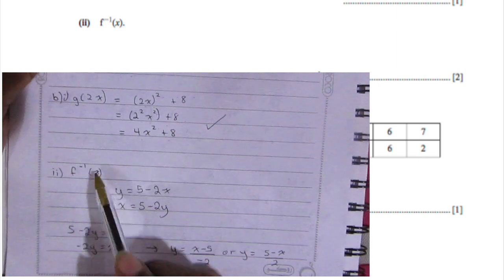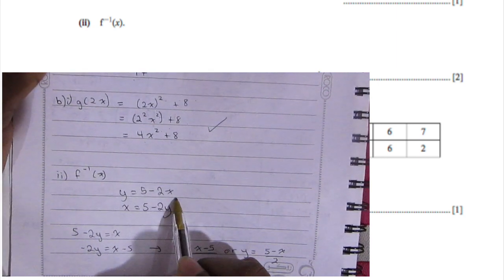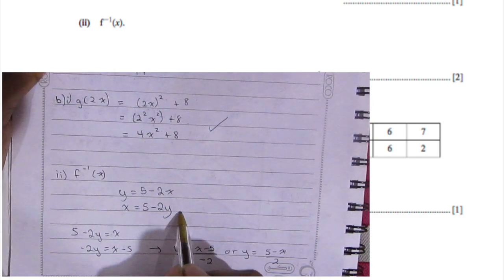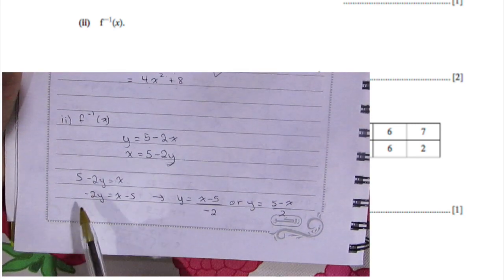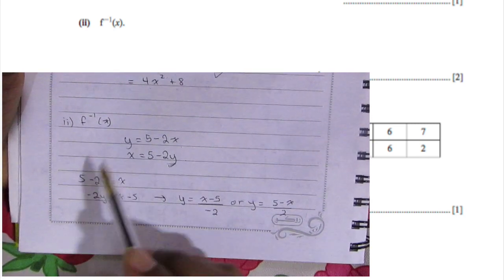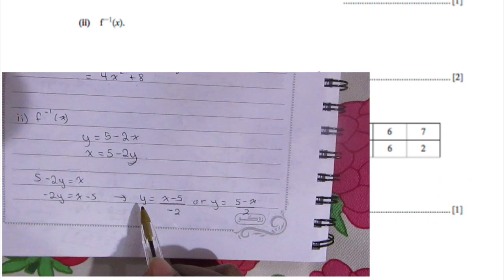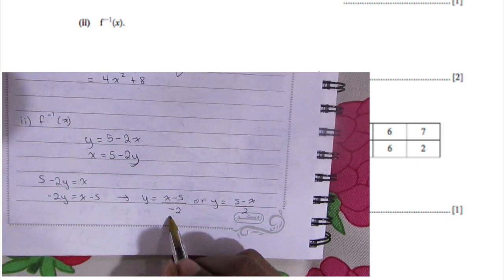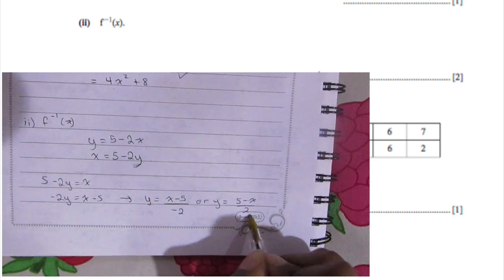Then f inverse. So f you can write as y is 5 minus 2x. You make them switch, so x is 5 minus 2y. Then you make y the subject of the formula. So 5 minus 2y equals x. Negative 2y is x minus 5 because we move it that way. Then divide by negative 2. So y is x minus 5 over negative 2. Or get rid of the negative, you switch the signs. So this is 5 minus x over 2.